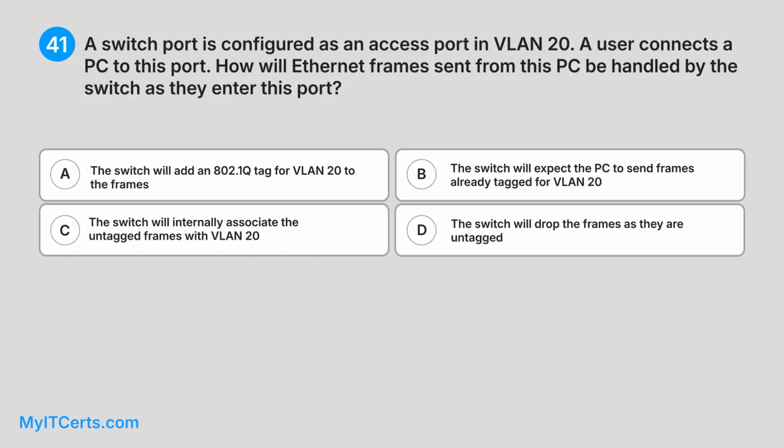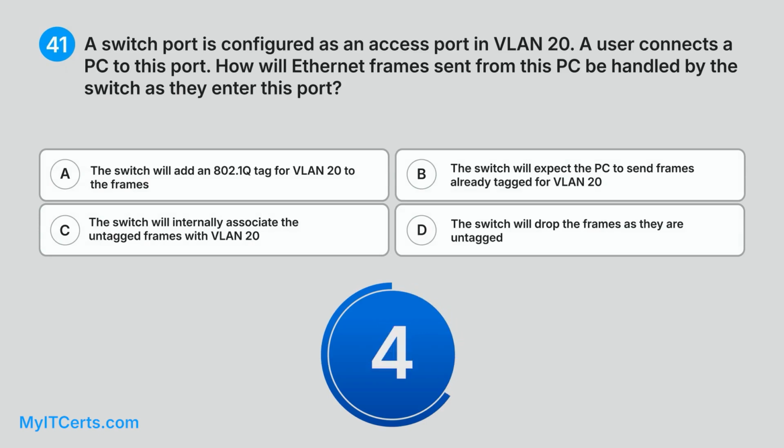A. The switch will add an 802.1Q tag for VLAN 20 to the frames. B. The switch will expect the PC to send frames already tagged for VLAN 20. C. The switch will internally associate the untagged frames with VLAN 20. D. The switch will drop the frames as they are untagged. Can you guess the answer?